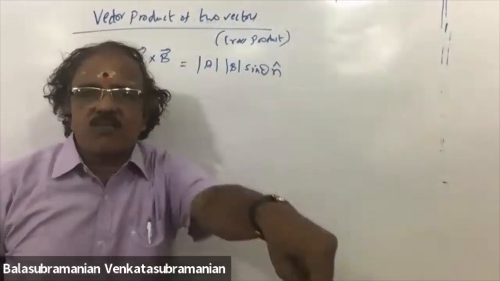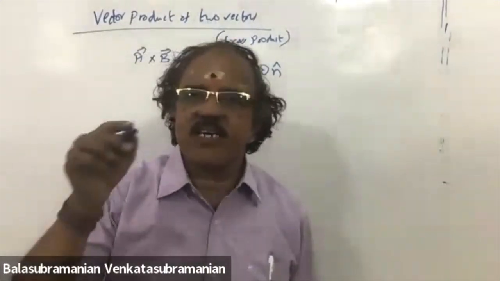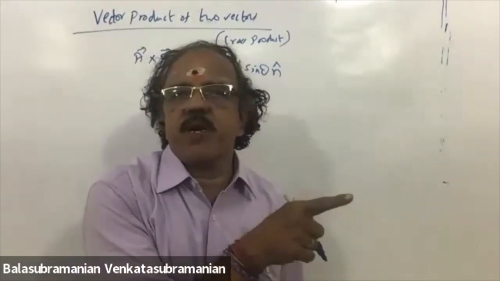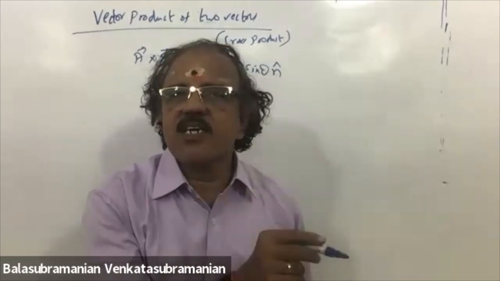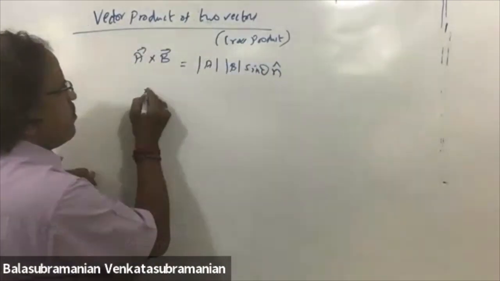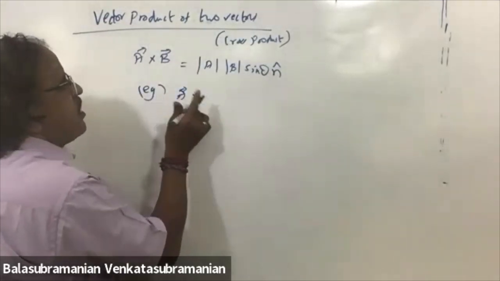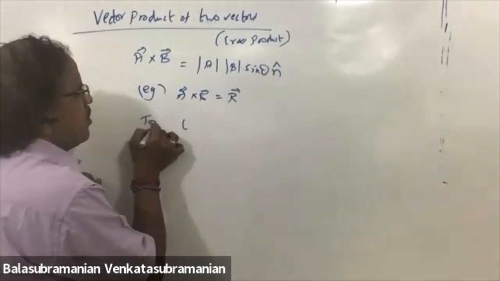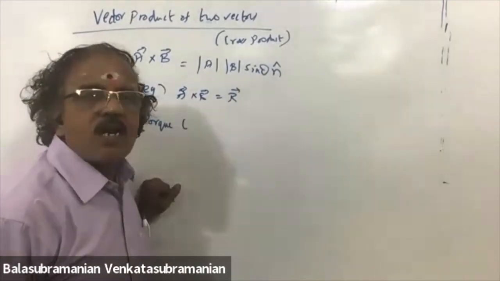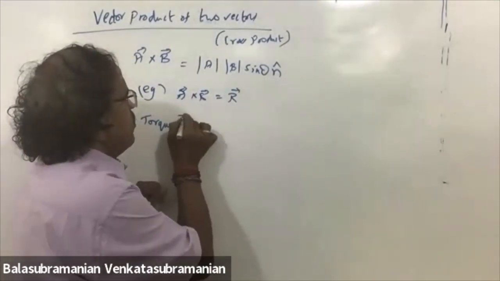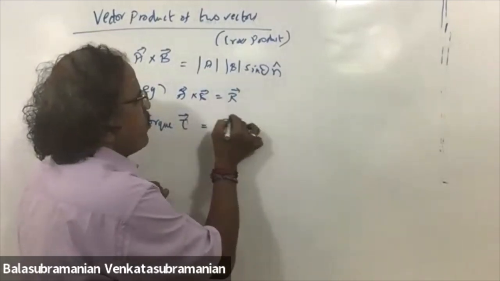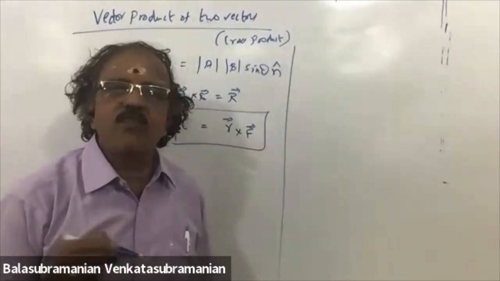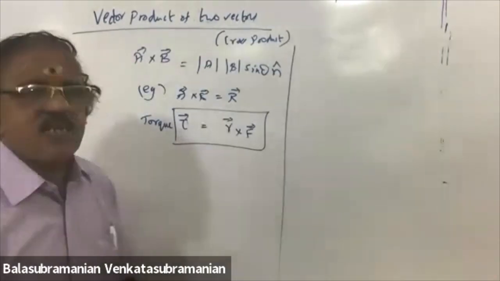Resultant is a vector quantity. In the case of scalar product or dot product, resultant is a scalar. Here resultant is a vector. Example, A vector cross B vector, resultant is a vector. That is torque. Torque tau is R cross F. Displacement and force, both are vectors. Resultant torque, that is also a vector.